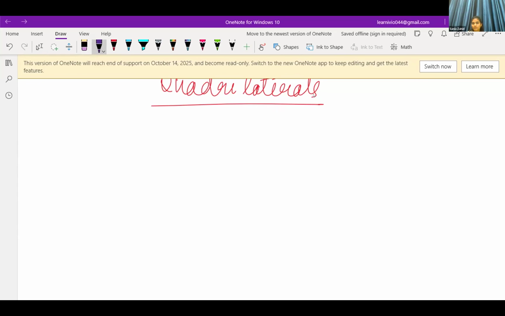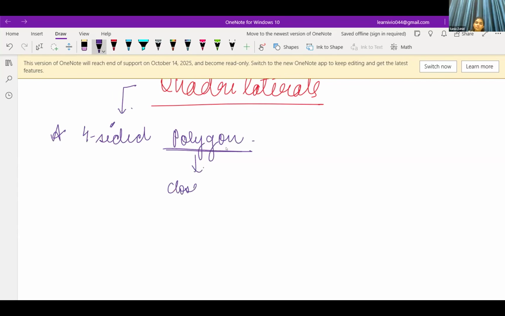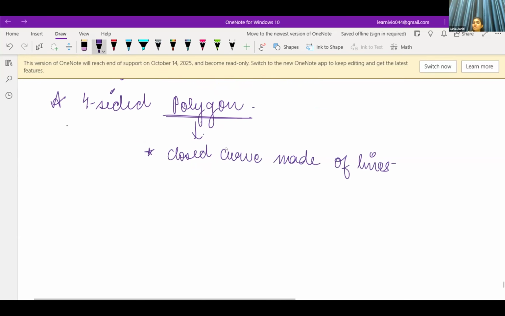Okay. So a four-sided polygon can be termed as a quadrilateral. That means if I have a polygon. Now what is a polygon? A polygon is a closed curve made of lines. A closed curve that is made up of lines is called a polygon. So a four-sided polygon is called a quadrilateral. Right, children?